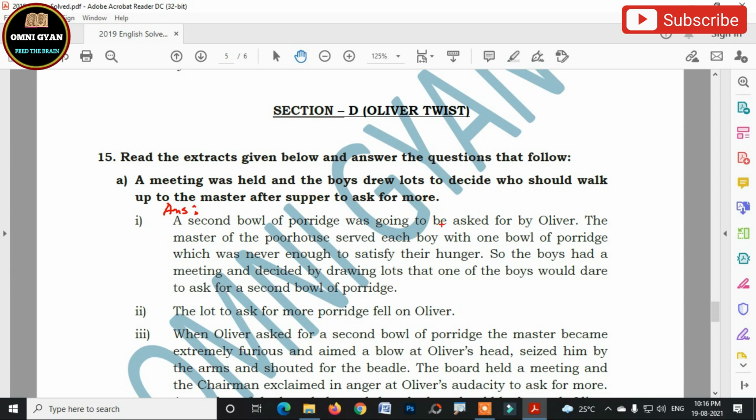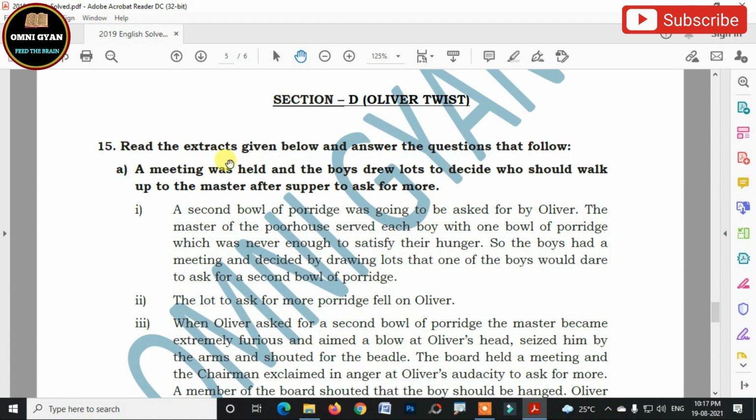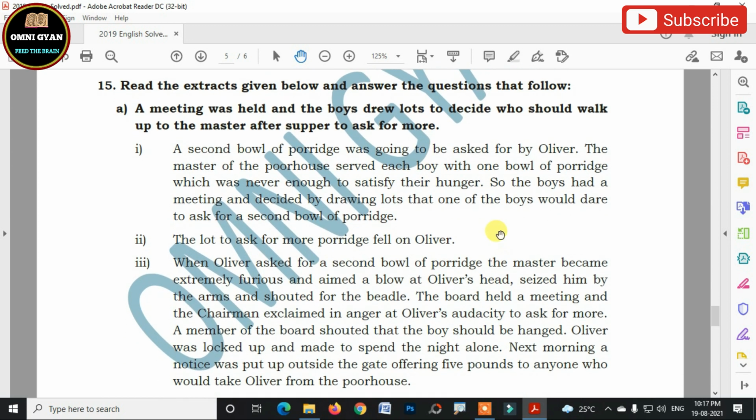So I'm giving you this as a kind of homework. You search it. The particular line occurs in chapter 1 or 2. Either chapter 1 or chapter 2, you'll find these lines. You can find out for yourself.